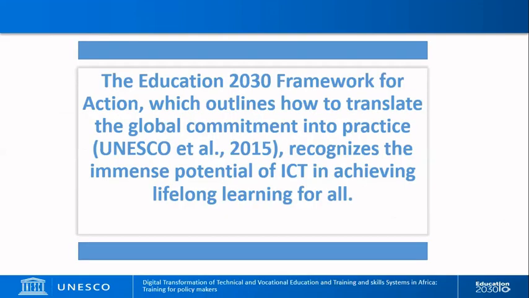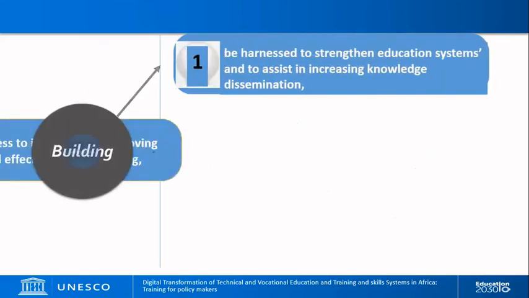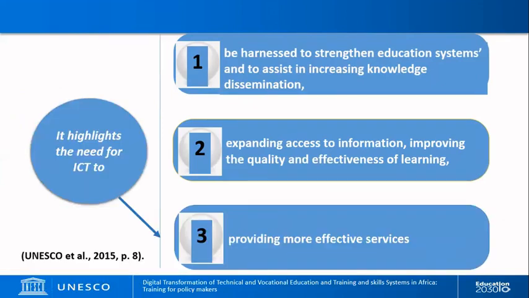The Education 2030 Framework for Action, which outlines how to translate the global commitment into practice, recognizes the immense potentials of ICT in achieving lifelong learning for all. It highlights the need for ICT to be harnessed to strengthen education systems and to assist in increasing knowledge dissemination, expanding access to information, improving the quality and effectiveness of learning, and providing more effective services.